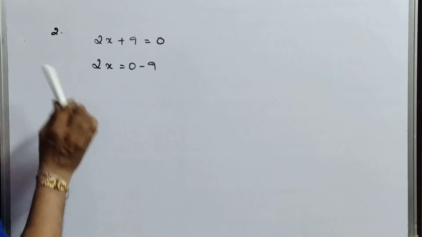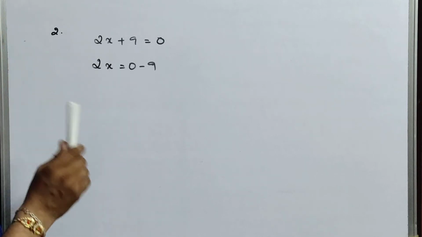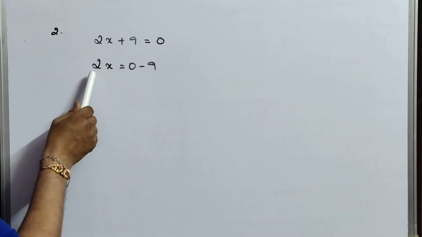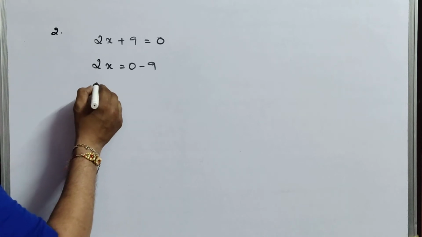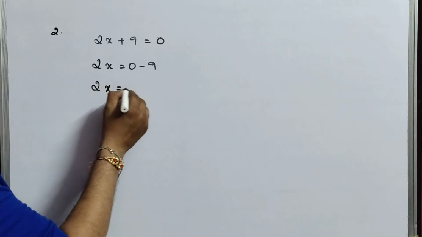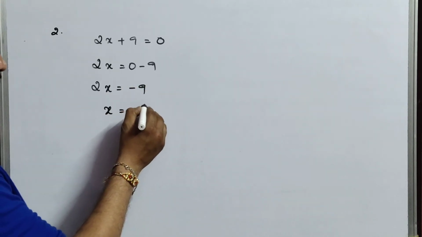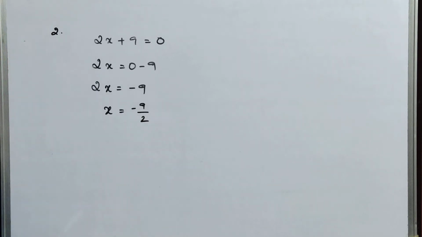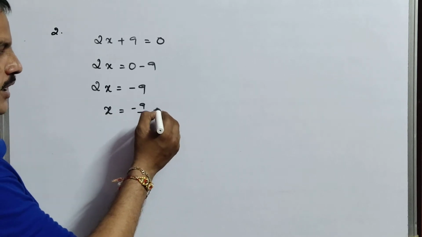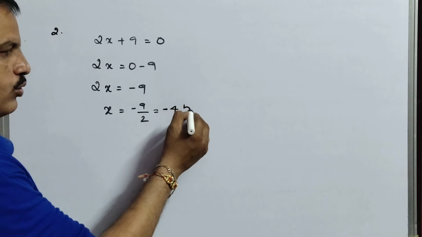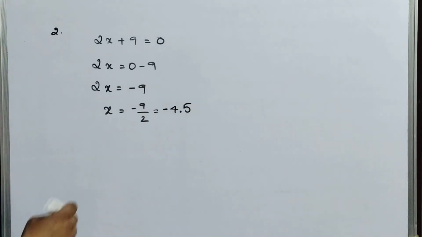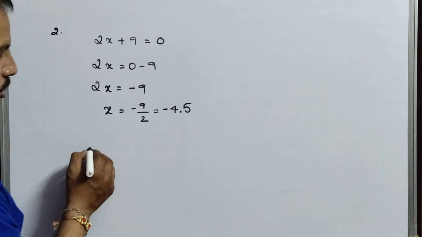Listen now. That means we should have only x. In one variable, we should know the x value. So that's why we are simplifying. Now 2x equals to minus 9. Now x equals to minus 9 by 2. Now you may get a doubt, sir, how do I draw this in the graph? Listen very carefully. Make it in decimals, 4.5, because 9 by 2, that means 9 halves, is nothing but 4.5.